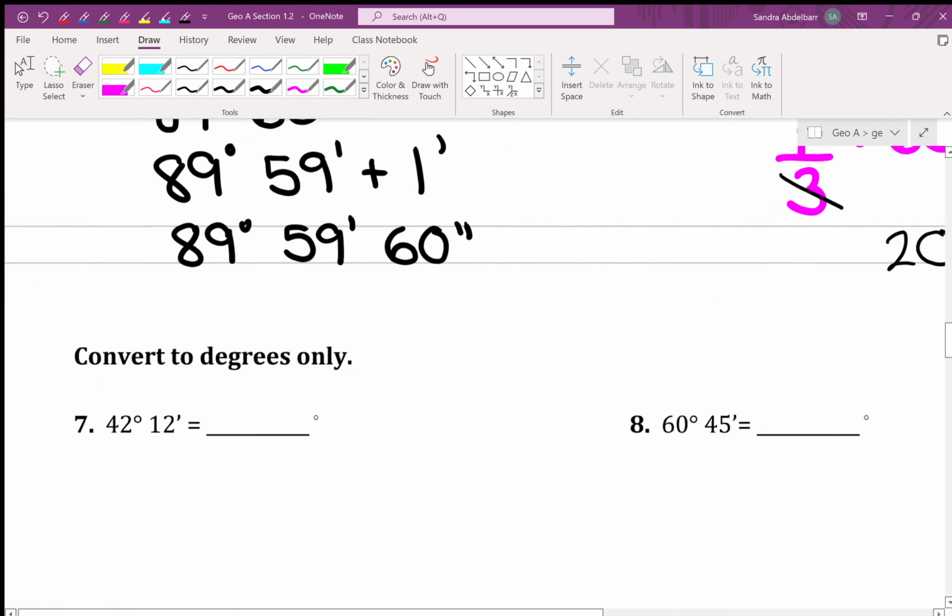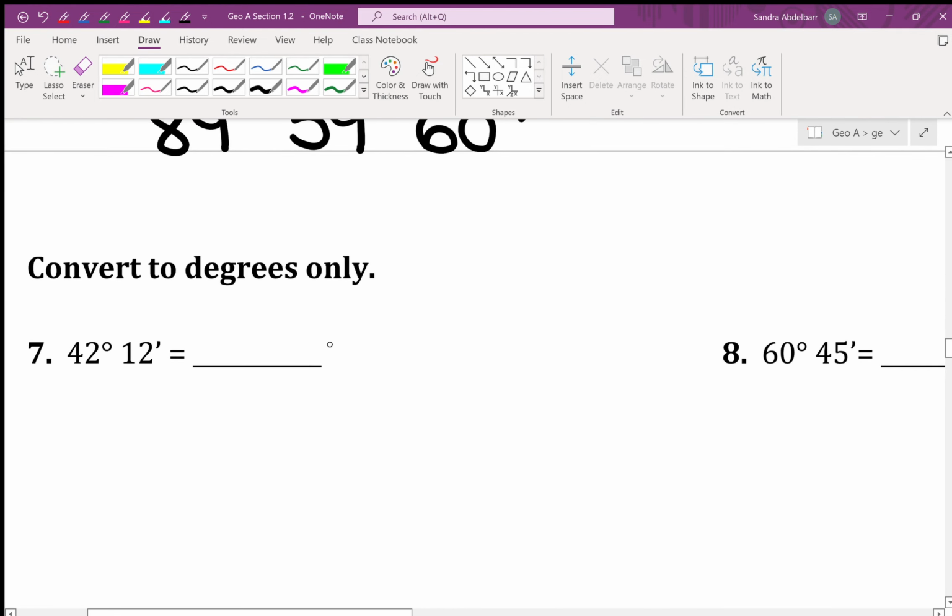All right, so now we're going to go the other direction. Now I'm giving you degrees and minutes, and I want you to change it only into degrees. This is actually a lot easier going back when I give it to you. So 42 degrees and 12 minutes.